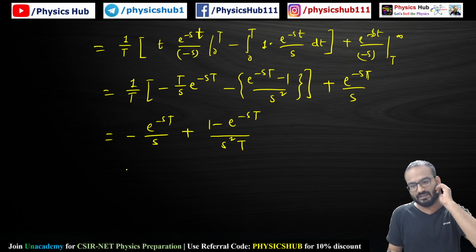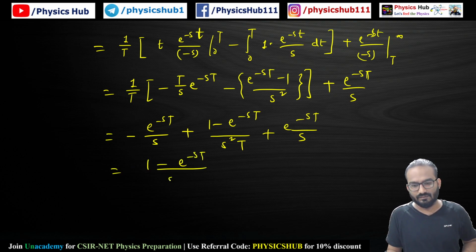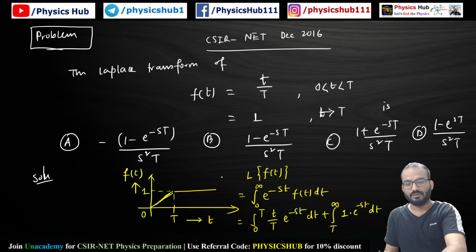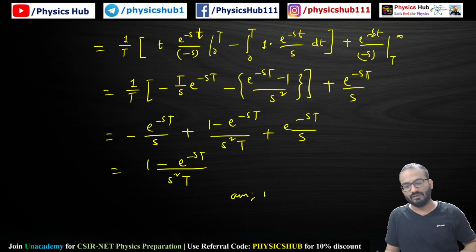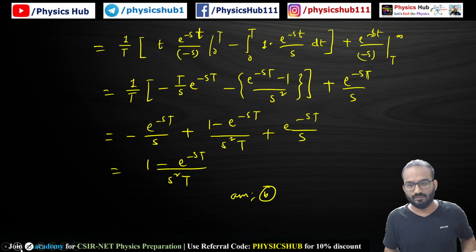And this one will also come, e to the power minus sT by s. So this thing is getting cancelled, and we end up with 1 minus e to the power minus sT by s square T, and it is matching with option B. So in this way, we can easily tackle the problems of Laplace transform. I hope you have understood this problem.